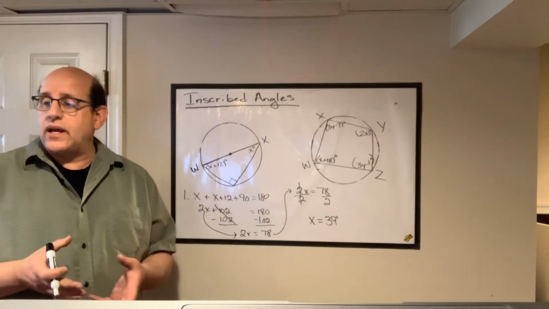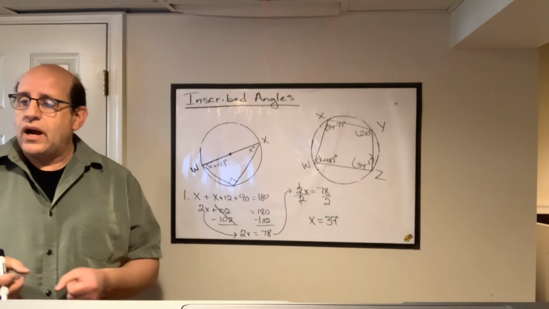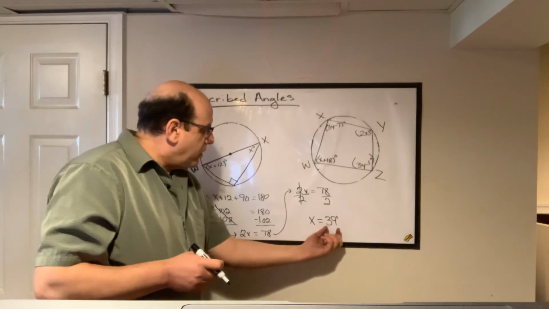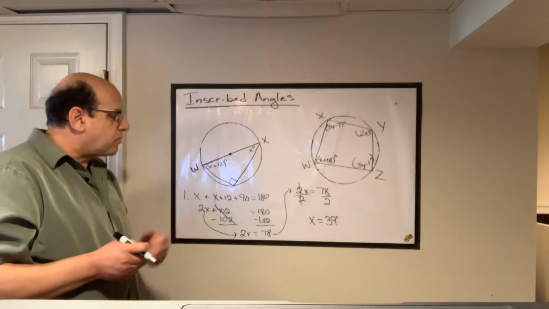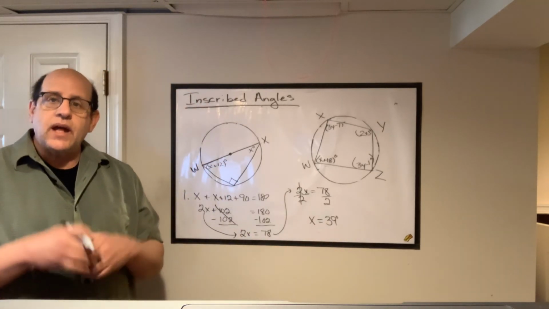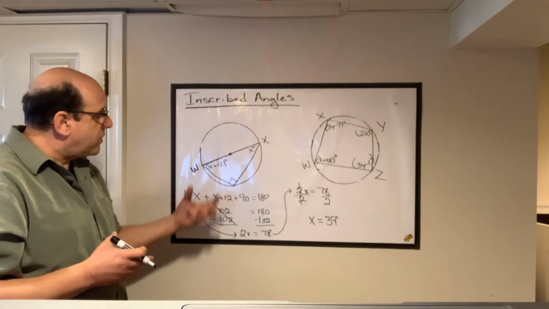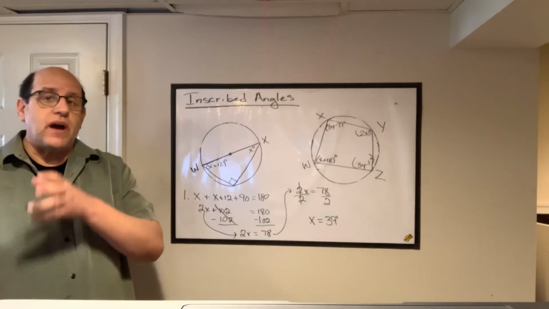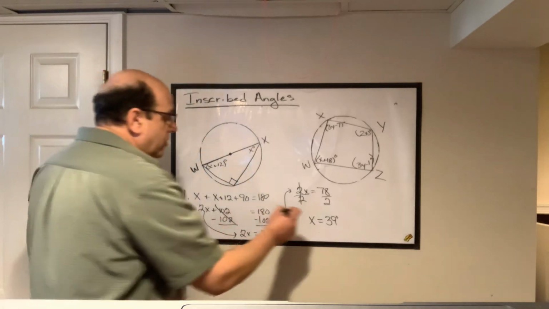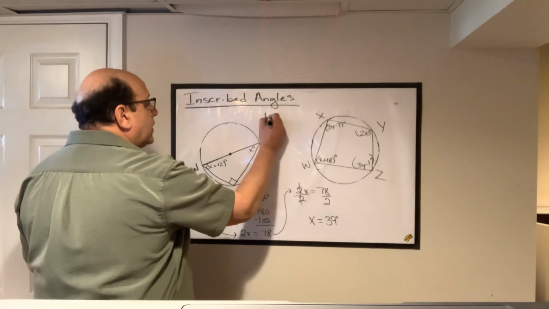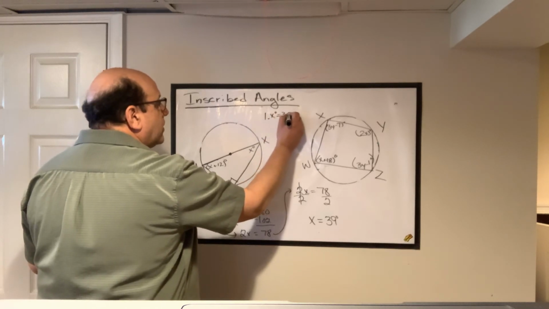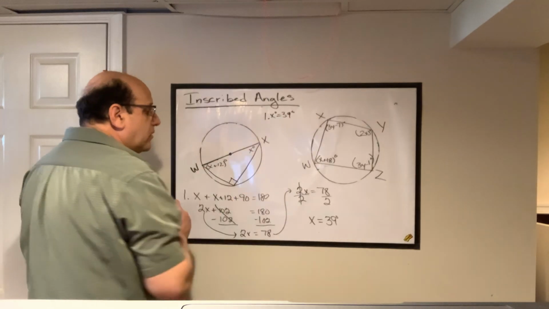If I know that that's 39 degrees, I can take that information and input it into this expression over here, and I should be able to come up with a value for that. So for number 1, x, or the measure of x, is 39 degrees.